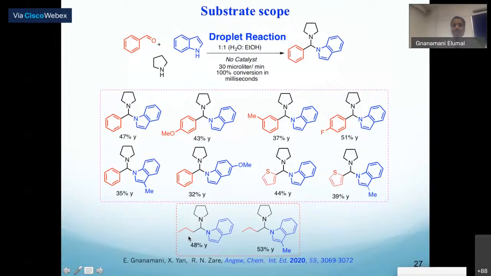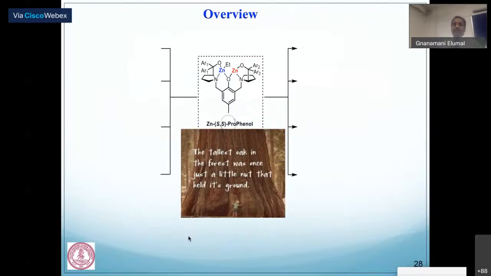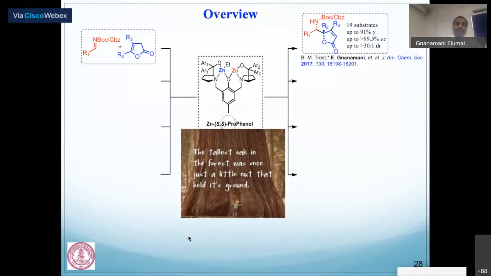Overall, for most of my postdoctoral period with the Trost group, I worked with the zinc ProPhenol catalyst. Using this zinc ProPhenol catalyst, we have done various types of reactions. Whatever I have done, I'm going to explain here, like butenolide addition to the imine to get the Mannich addition product with excellent enantio- and diastereoselectivity.